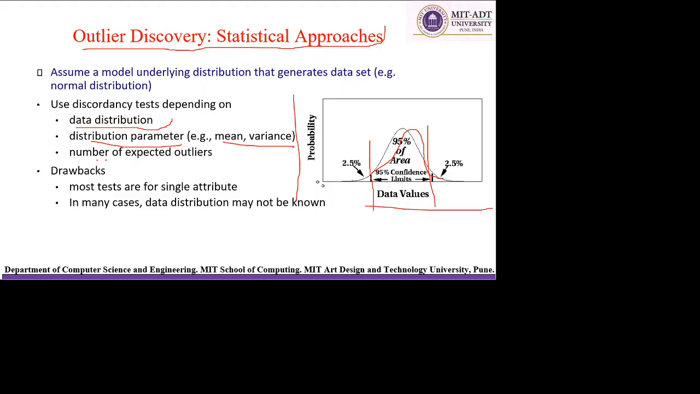We may have the number of expected outliers. So we can put certain constraints on this data distribution to discover the outliers. The drawbacks are that most tests are for a single attribute. In many cases, the data distribution may not be known.